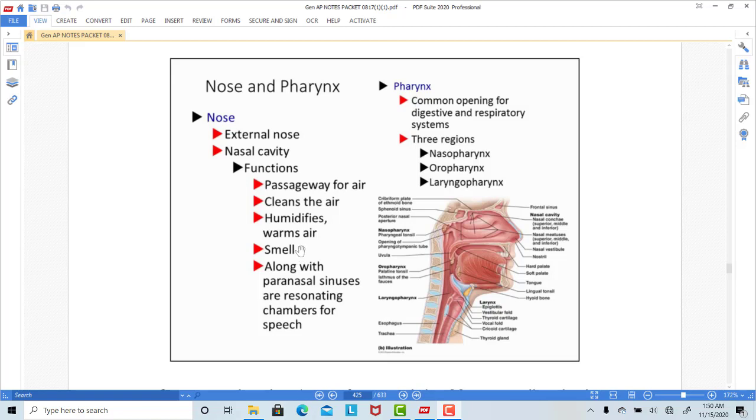We know, again, we talked about olfaction, our sense of smell is an important function of the nasal cavity, and those sinuses, those air spaces that we looked at in the skull. Remember, we talked about the ethmoid sinus and the maxillary sinus. Some of those sinuses, those spaces in the skull, help for resonating our speech and giving our voice a good quality sound.